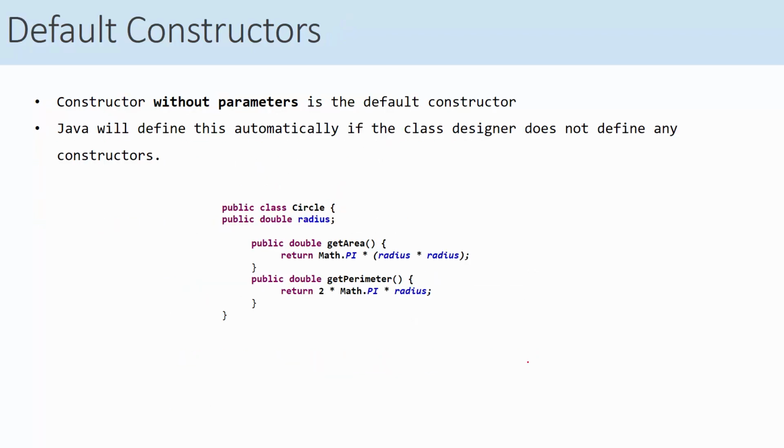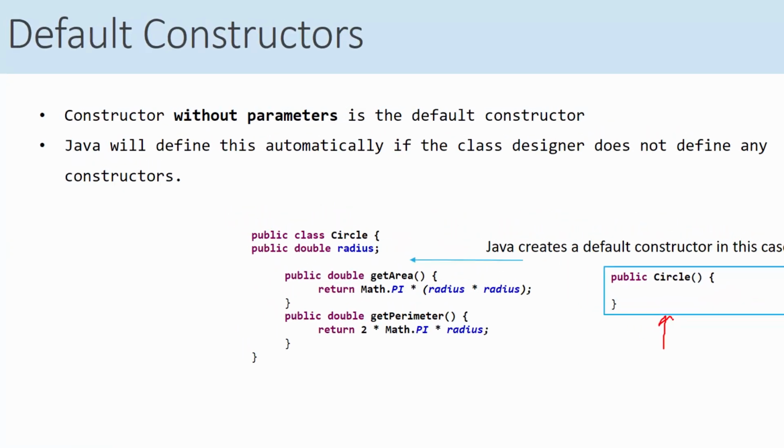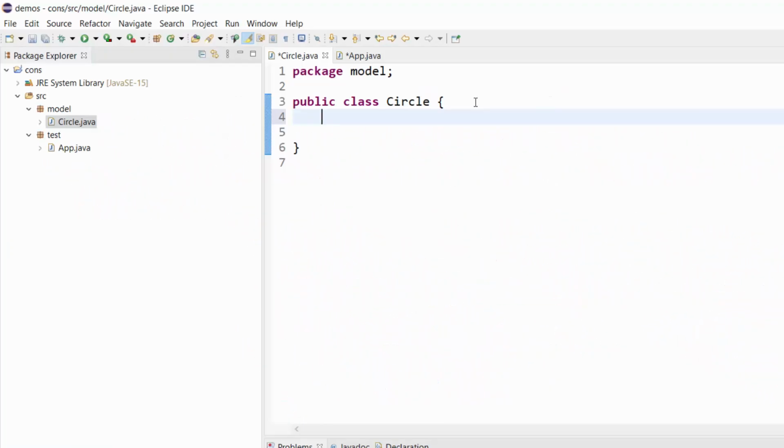You still can create a Java class without a constructor, because Java will define one automatically for you. And that constructor is called the default constructor, which is a constructor with no parameters. Let's see this class Circle. It has no constructor. However, Java will create a default constructor for you that takes no parameters, exactly like what you see here.